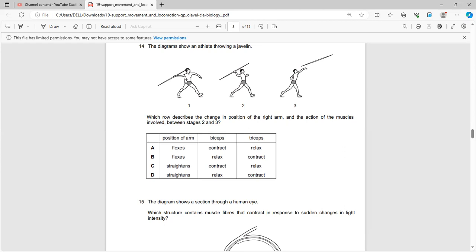In position number one, he straightens his arm. In number two, he flexes his arm, and in number three, he again straightens it.